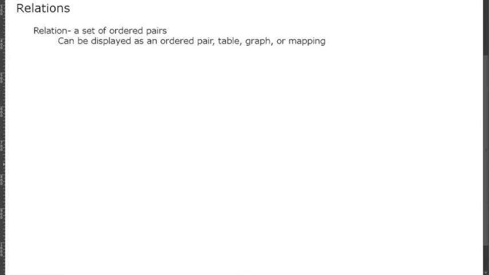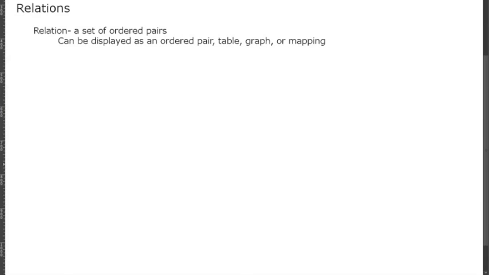In this video, I'm going to explain relations. A relation is a set of ordered pairs. It can be displayed as an ordered pair, a table, a graph, or a mapping. Now we've seen ordered pairs, we've seen tables, we've seen graphs on the coordinate system, but we haven't seen mapping yet.